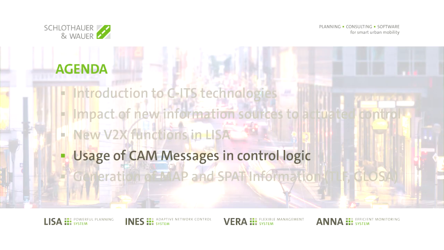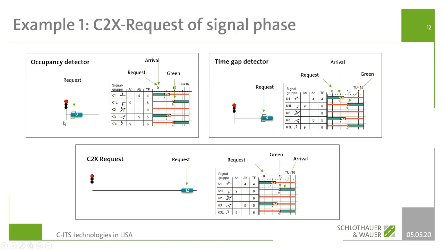Next, I will show you how to improve the request of a signal phase. The typical way is to use an occupancy detector, which is installed directly in front of the stop line. So if a car reaches that induction loop, we have a request at the time we arrive at the stop line. That means we have additional waiting times here, which is exactly 10 seconds.